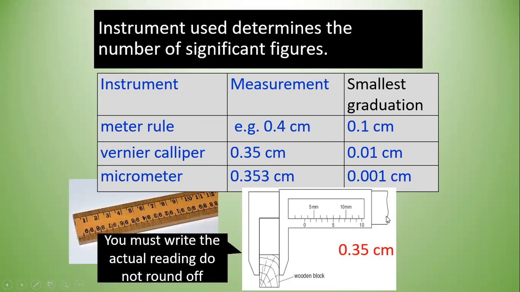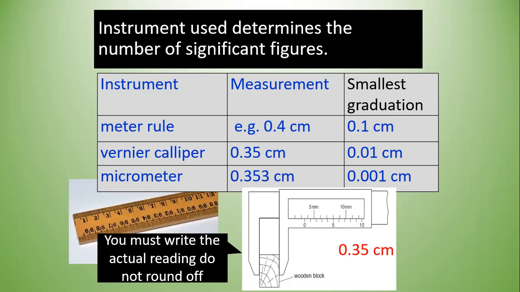So for the reading of this part, you look at where the 0 is. This is 4, this is 3, so it's about 3.5, and then you look at where it coincides, 3.5. So 0.35 cm. Or you can read it in cm: it's 3 point something. Check that. Where it coincides is 3.5.